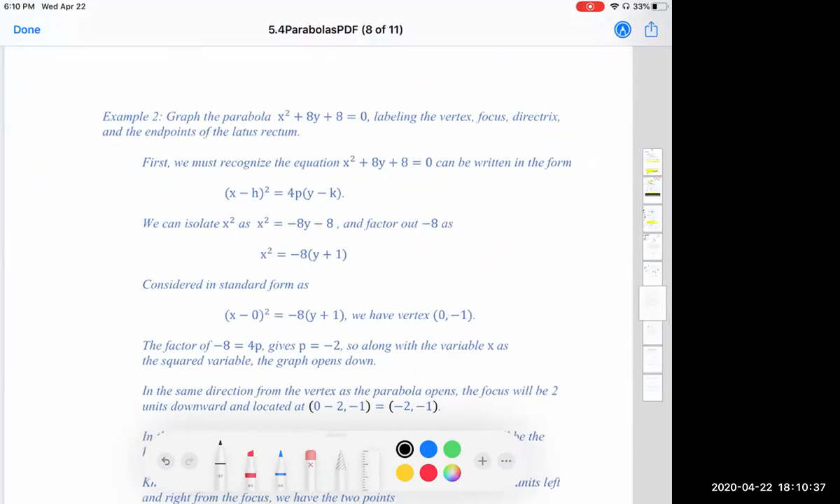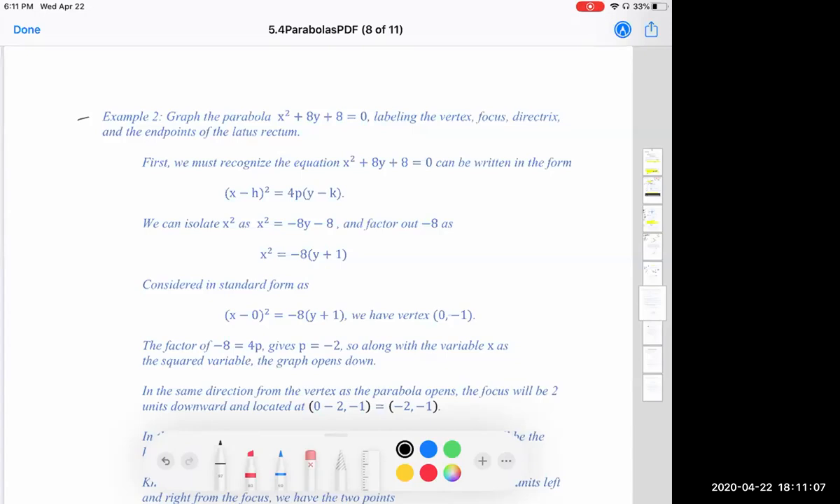All right, let's continue with example 2. So as we move along, we're gonna have the same hiccups that we do with the circle, ellipse, and hyperbola, particularly when it's not in standard form. We have to go through the trouble of getting it into standard form. So let's go ahead and do example 2. Graph the parabola x squared plus 8y plus 8 equals 0, labeling the vertex, focus, directrix, and the endpoints of the latus rectum.